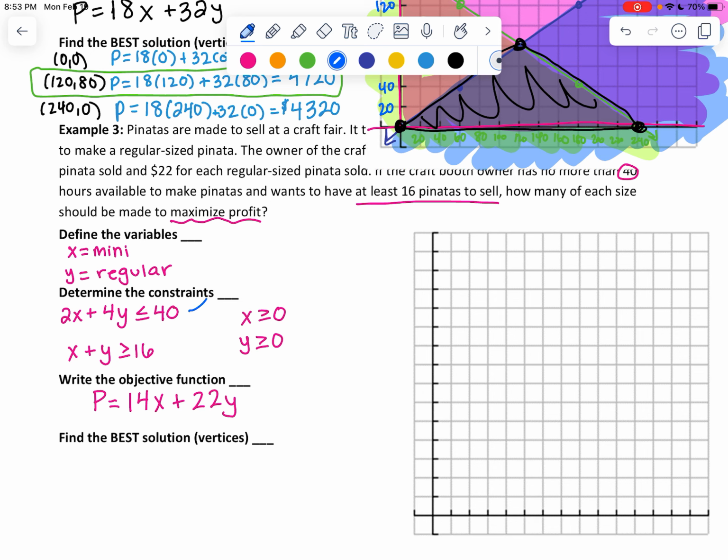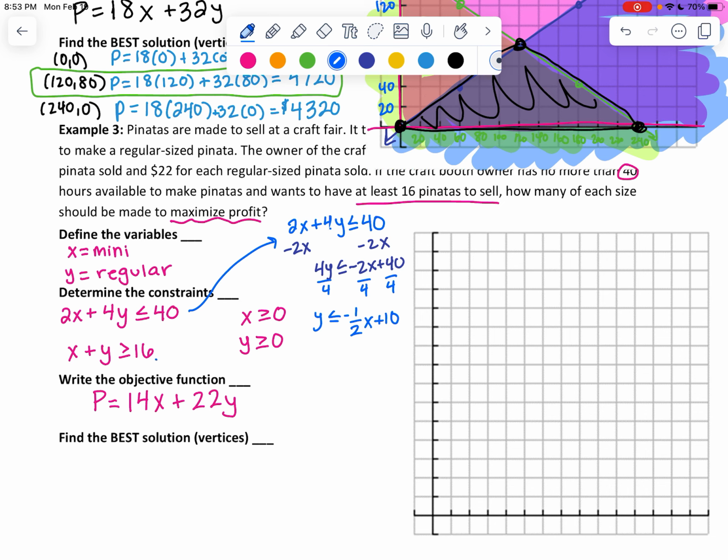All right, we're going to start by finding the slope-intercept form for our first equation here. 2x plus 4y is less than or equal to 40. I'll start by subtracting over 2x. Then we will divide by 4. Remember to divide each term. And I get y is less than or equal to negative 1/2 x plus 10.